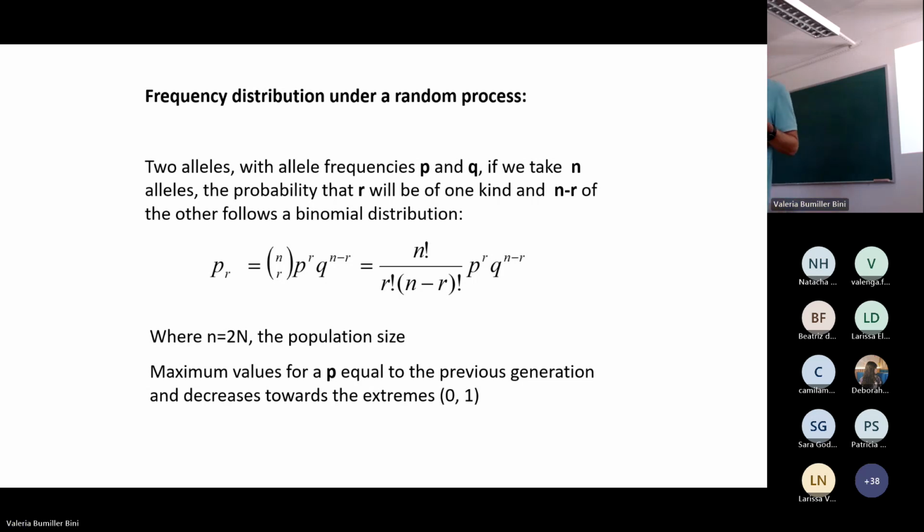And in this case, little n, the sample size, is twice the population size because we are imagining here a diploid organism. So what the mathematical properties of the binomial distribution tell us is that the expectation of this draw is that we will have exactly n times p. The R value with the highest probability is the absolute frequency. The absolute frequency is n times p.